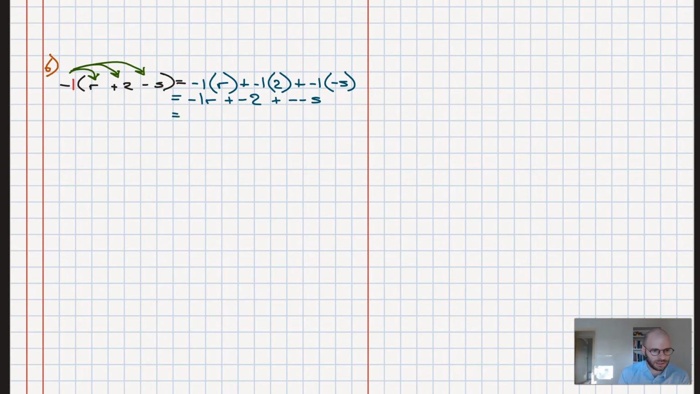Simplifying this, the minus 1, or the 1 there, we don't need it, it just becomes minus r. The plus and the minus, it simply becomes minus 2. And then the double negative here becomes simply a plus, so we get plus s. So our final result is minus r minus 2 plus s.